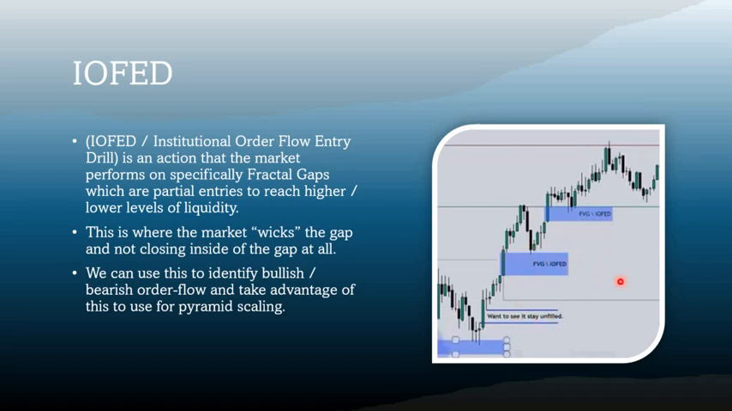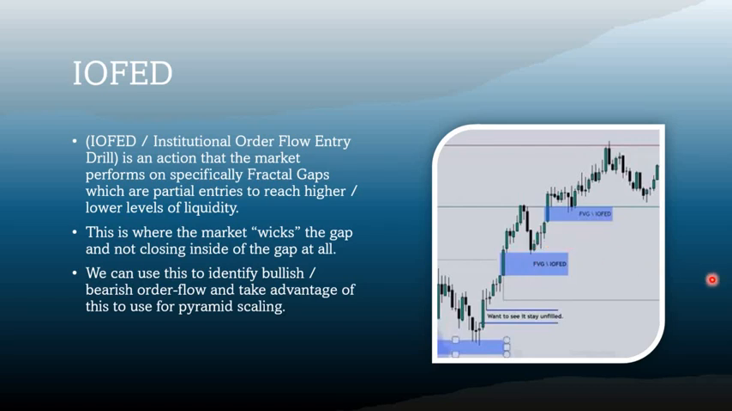And once you spot it, identify it, and accept it as what it is, which is IOFED. And this is why we do not enter at consequent encroachment of gaps. That's why we enter at the open of them, because this could possibly happen.